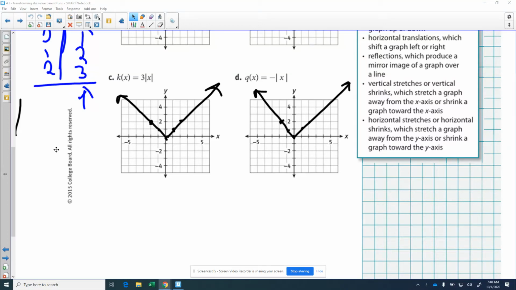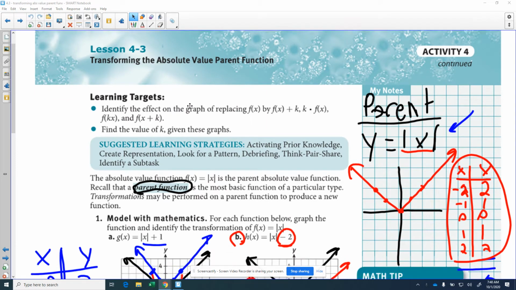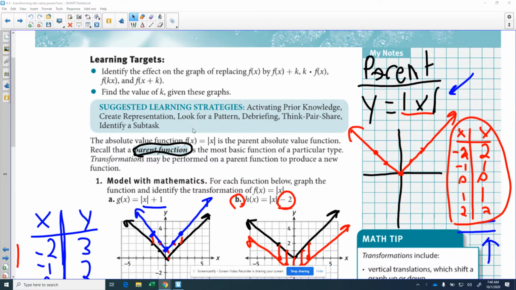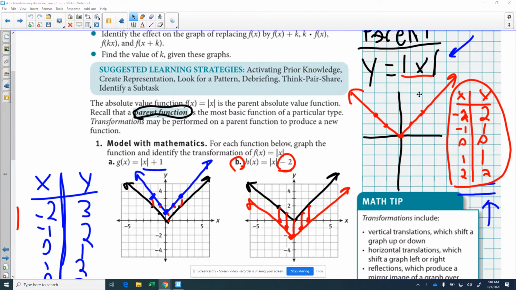Good day, everyone. Today we're going to be talking about the second part of 4.3, where we're transforming the absolute value parent function. In yesterday's lesson in class and in yesterday's Ed Puzzle, we talked about how this is the parent function. It looks like this V-shaped figure. That's an absolute value graph.